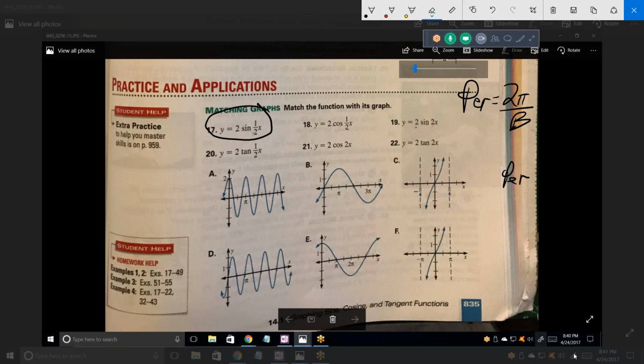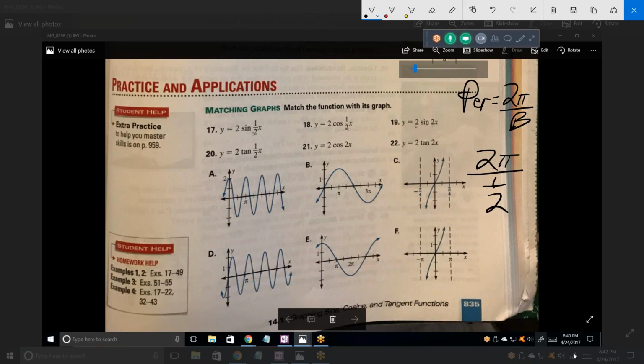So if you have B, what is the period? What's 2 pi divided by 1? Pi. Or pi, sorry. No. What's 2 pi divided by 1/2? 2 pi divided by 1/2. How do you divide by a fraction? Multiply by its reciprocal. You flip and multiply, right? So 4 pi is the period.